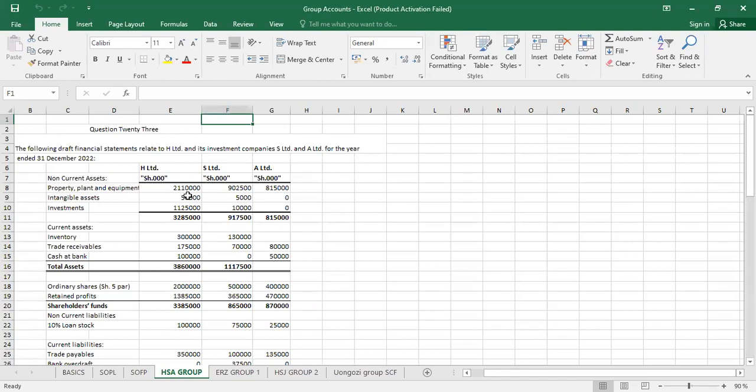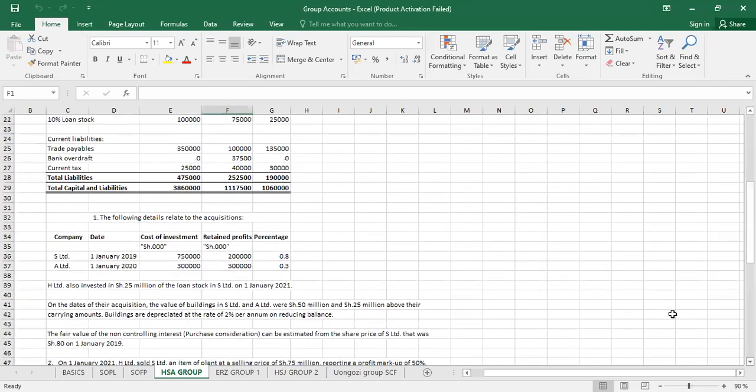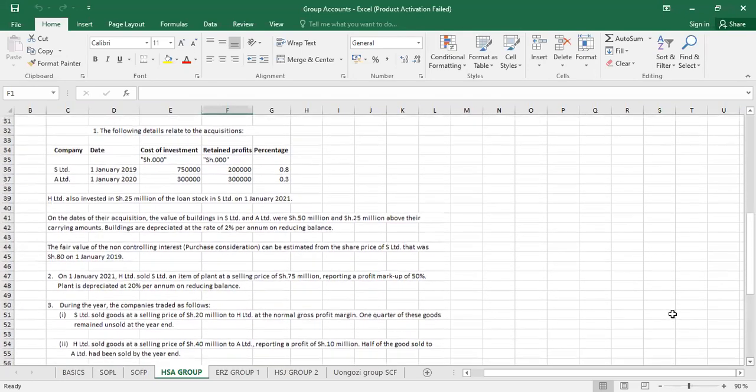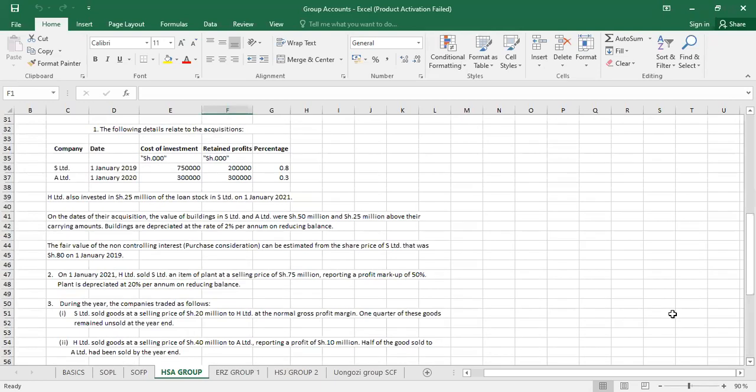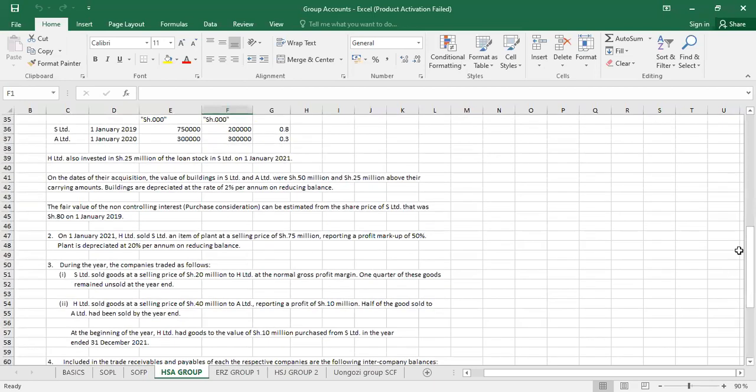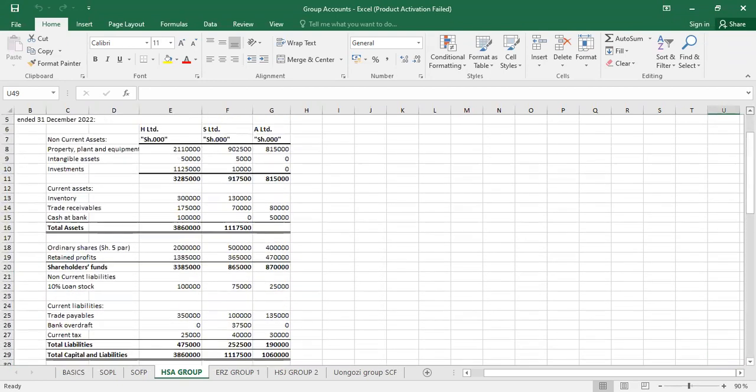The following draft financial statements relate to H Limited and its investee companies S Limited and A Limited for the year ended 31st December 2022. We've also been told of the additional information, isn't it? Number one is the cost of acquisitions and the retained earnings plus the percentage of shareholding. The other one is on loan stock. So I will not read the additional information right now. I'll just show you the simplest format.